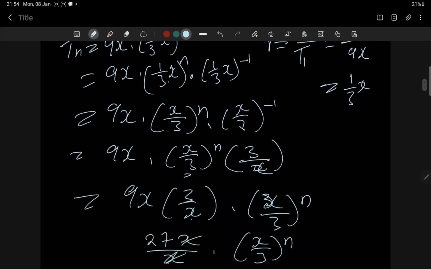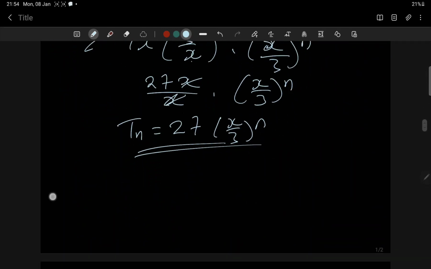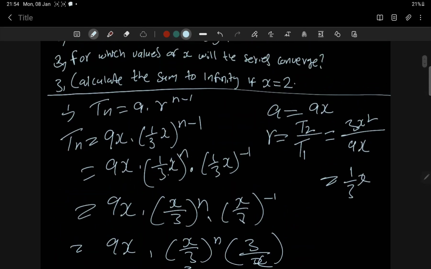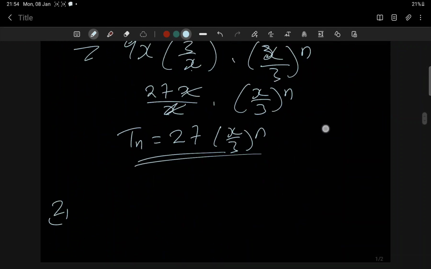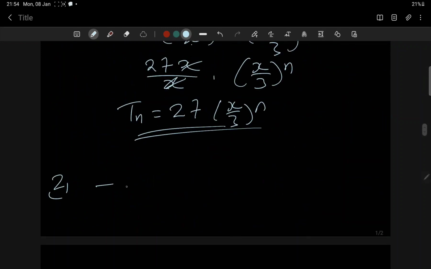Then for number 2, it says: for which values of x will the series converge? The series can only converge under the condition that -1 is less than r less than +1. If r is between -1 and +1, then the series will converge.